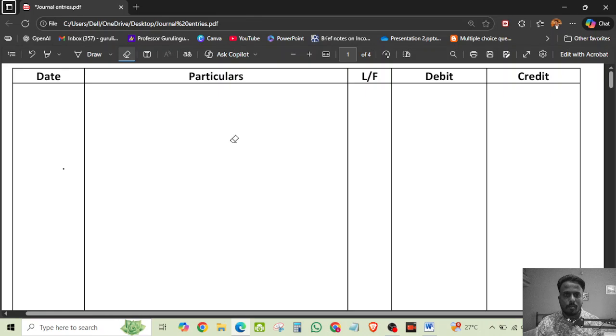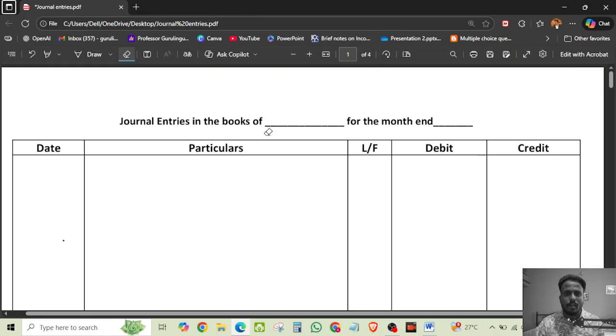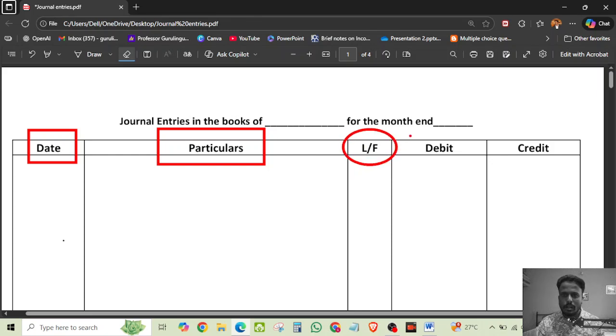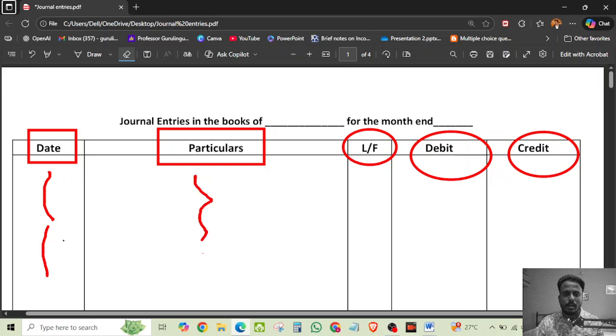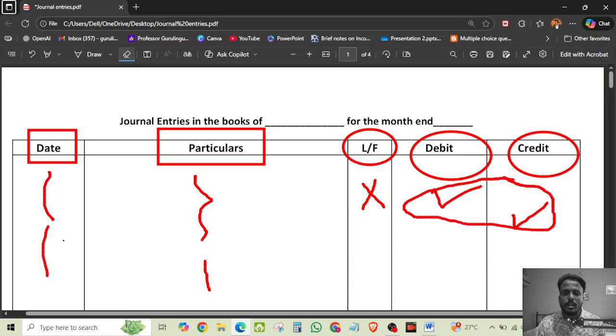This is the format of a journal entry, which consists of five columns: usually date, particulars, ledger folio, debit and credit. Usually we write all the dates here. In particulars, whatever the double entry system we are following for the journal entry, we write here. Ledger folio has nothing to do with this problem. In the debit column, whatever the amount is for the particular date is written, and likewise in credit. Finally, these two should tally at the end of each entry.